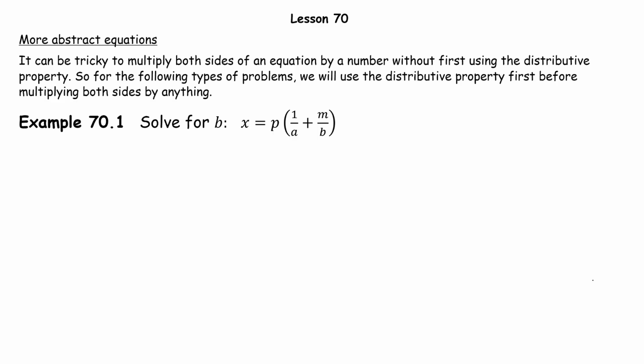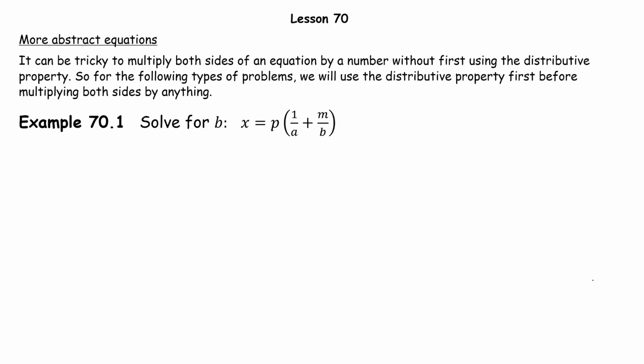Okay, here we have some more of these abstract equations where we have all kinds of letters, and we want to solve for one of the letters and get it completely by itself. So on this problem, solve for b, x equals p times 1 over a plus m over b. The first thing you're going to have to do, because you're going to solve for b, is get into that set of parentheses there and somehow extract that b.